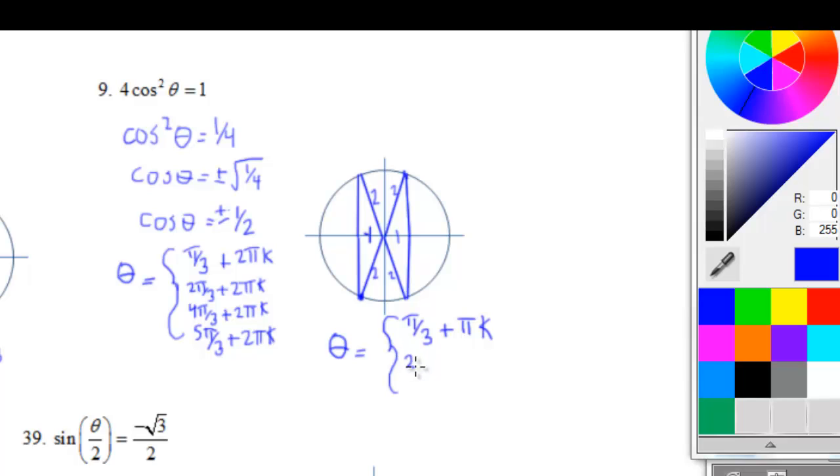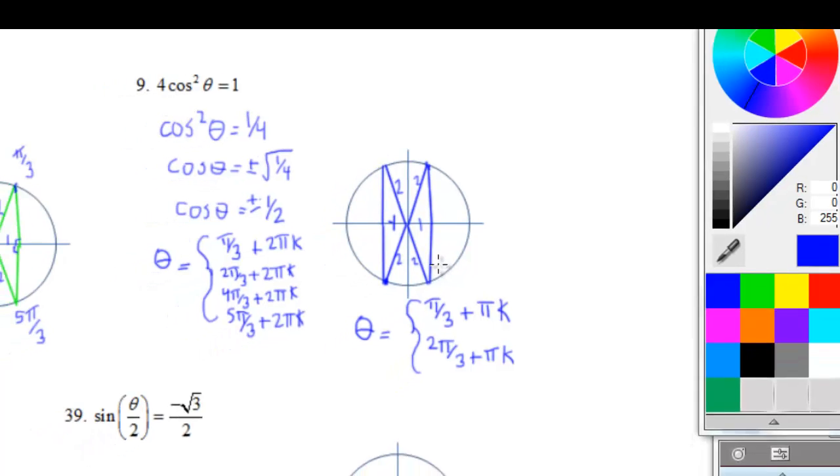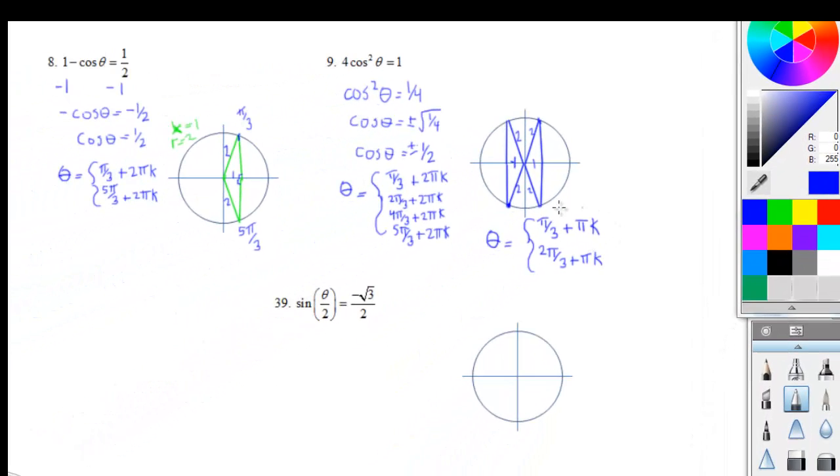And then I could say 2 pi/3 plus pi k. And that will take care of the solutions that are in both the second and the fourth quadrant. So I think this is the best form of the answer. You could look at that in Desmos as well.